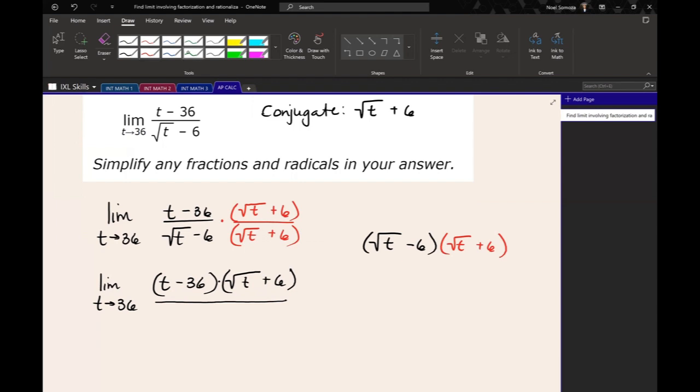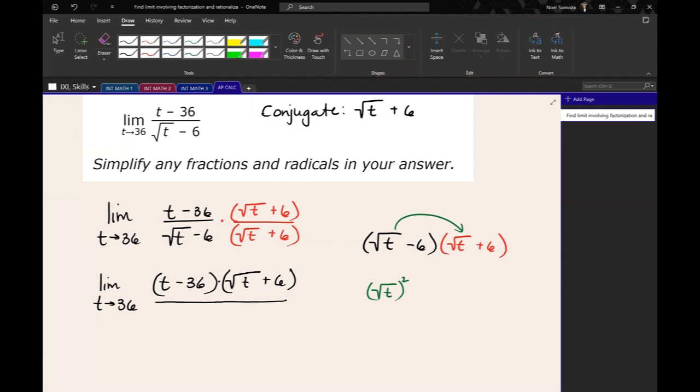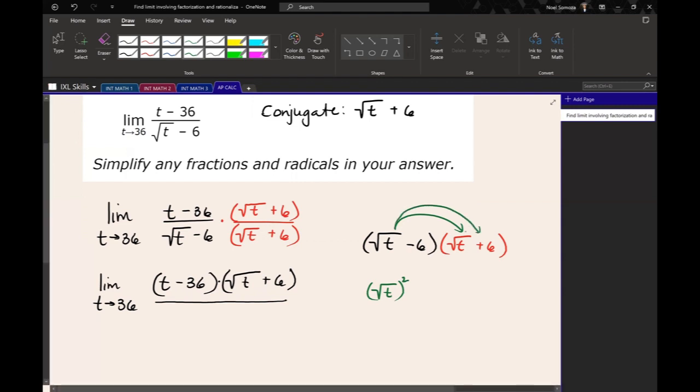I'm going to distribute. So I have the square root of t times the square root of t. This could be written as the square root of t squared, because square root of t times square root of t is like saying square root of t to the second power. Then we have square root of t times 6, so that gives us plus 6 square root of t. Then negative 6 times square root of t, which is minus 6 root t. And then finally, negative 6 times positive 6 will give us negative 36.